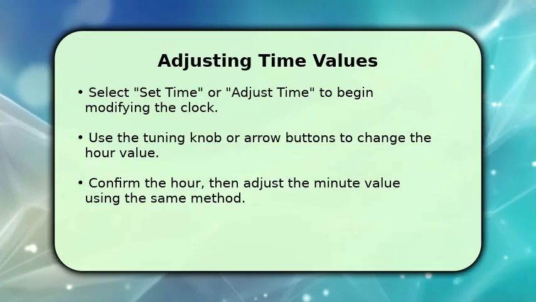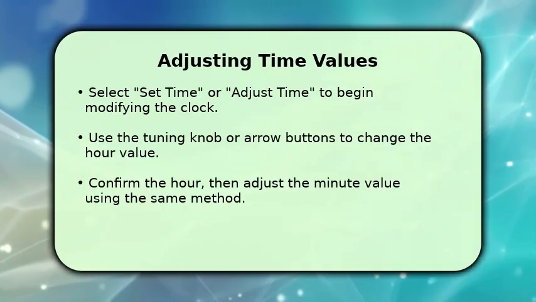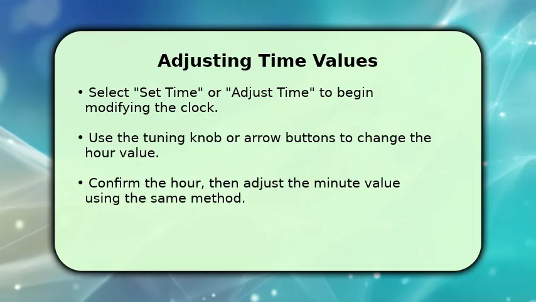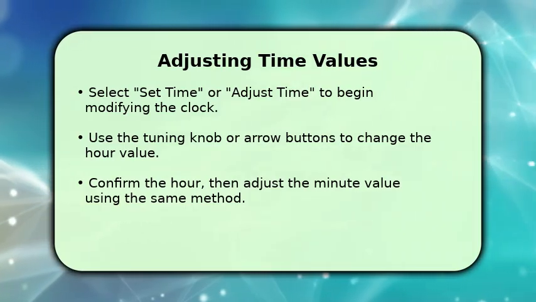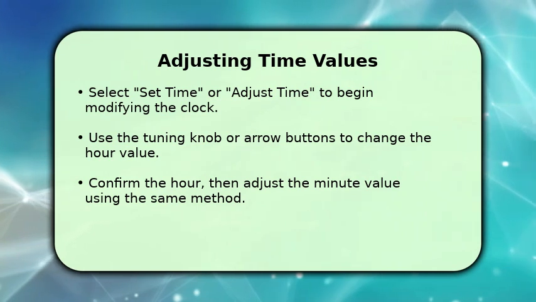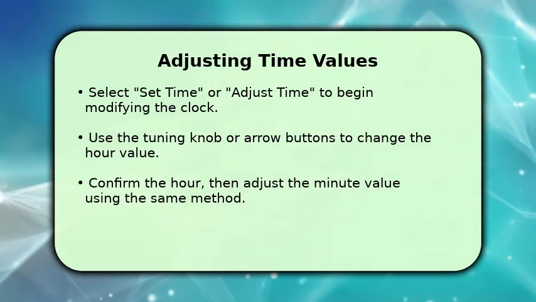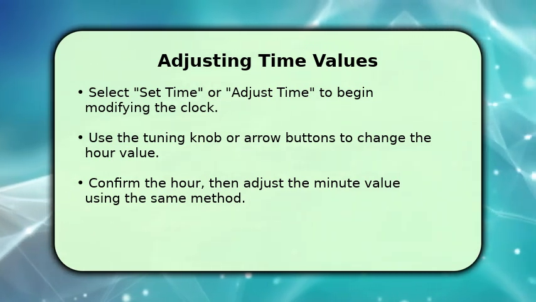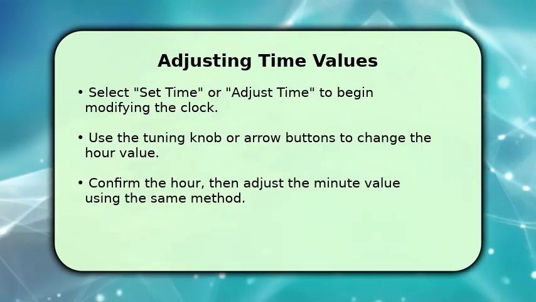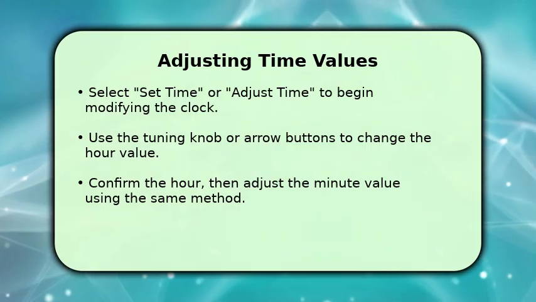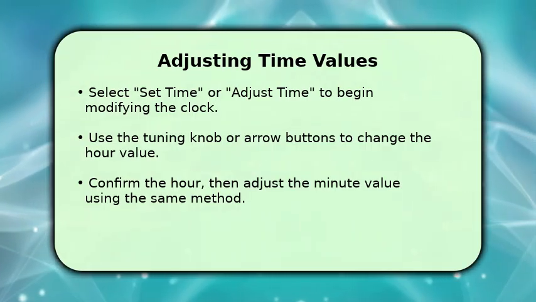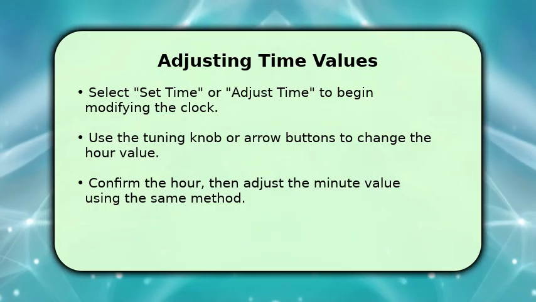Now that you've reached the clock settings, it's time to adjust the actual time. Select Set Time or Adjust Time to activate the modification mode. You'll typically see the hour flashing first. Use the tuning knob or the arrow buttons to increase or decrease the hour to the correct value. After setting the hour, confirm it, and then proceed to adjust the minutes in the exact same way.